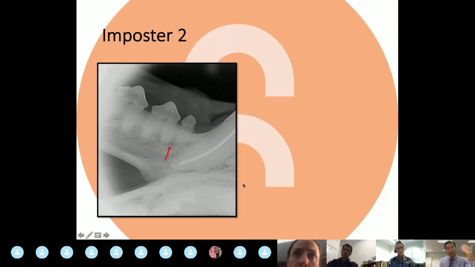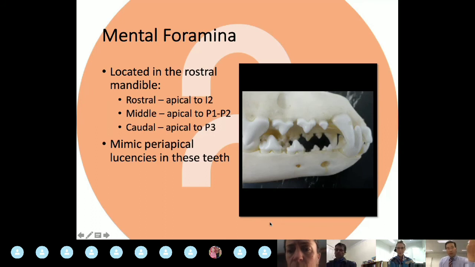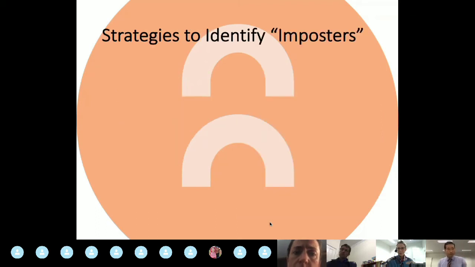But what we can do is change the angle of the radiograph, and you can see that the lucency moves away from the apex. So you know that it's not a true periapical lucency. This is the second one here, just apical to the third premolar. What these lucencies actually are, are mental foramina. The rostral mental foramen is apical to the I2. The middle mental foramen is apical to the P1 to P2, and the caudal mental foramen is apical to P3, and these tend to mimic periapical lucencies in these teeth.